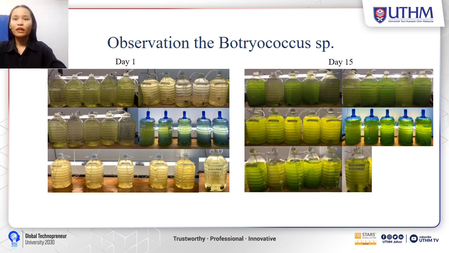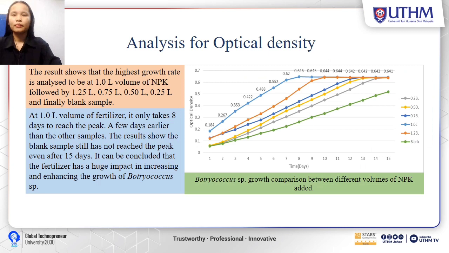So moving on, this is the observation of the Botryococcus species. So as you can see, there is a huge difference between the two pictures from the left and right, which is day 1 and day 15. We can see that the cells are getting greener at day 15. That indicates that the cells grow over time.